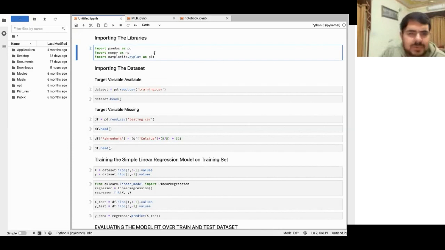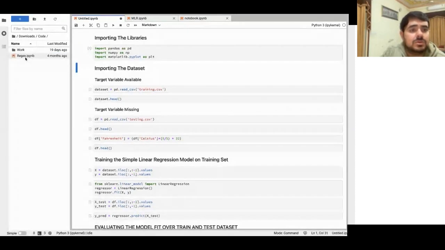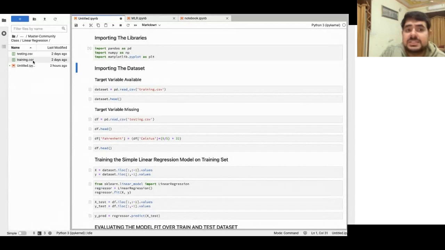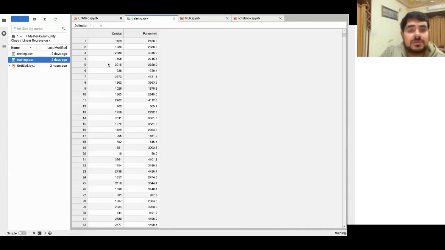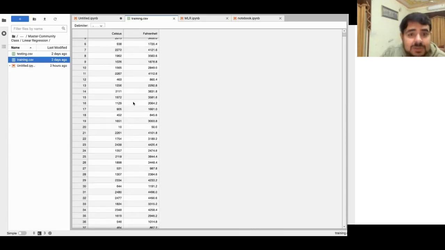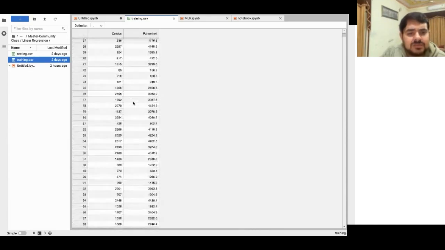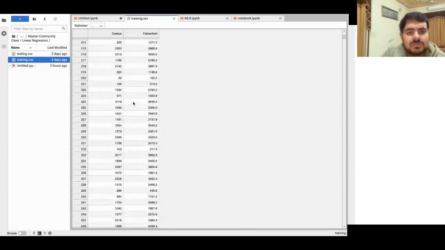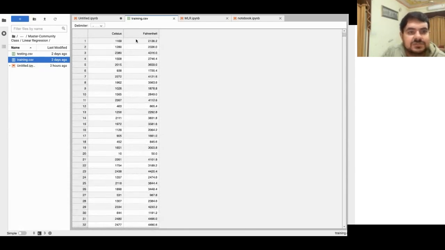We are importing some libraries to do all of our stuff. Now I have two data sets. One is training, where I have collected all these Celsius and Fahrenheit numbers. I know these seem like very big numbers, which doesn't really happen in actual life, but to learn something you need a lot of actual data, so we created a data set for that.